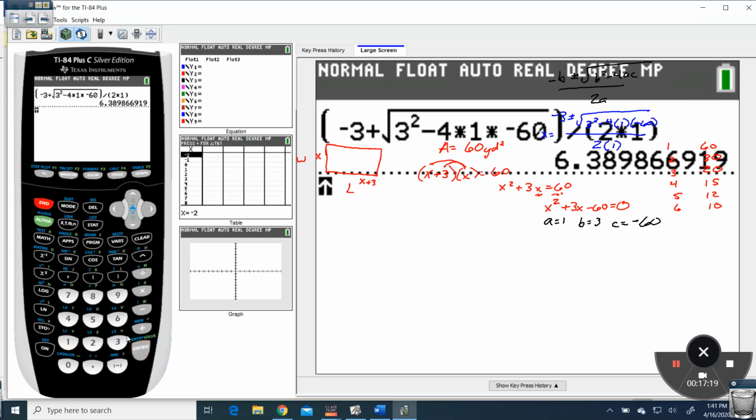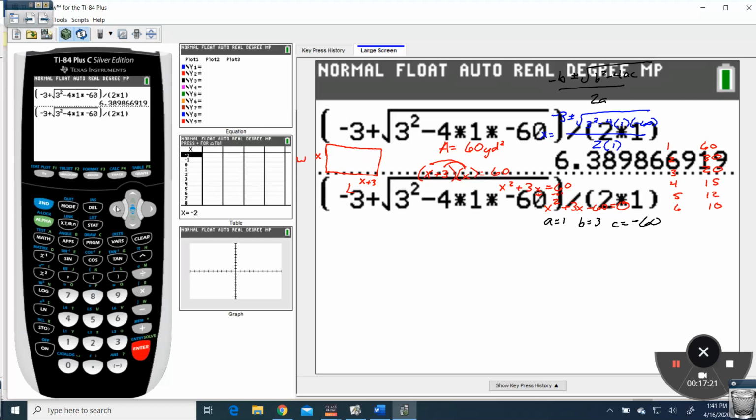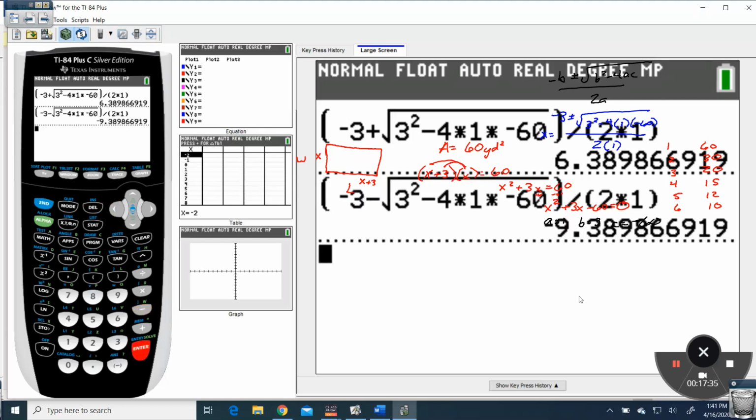And then if I hit second enter, now I can come back and do the minus version of it. So I just have to change that plus to a minus. And that gives me a negative length. So it doesn't make sense to have a negative length. So the only one that works is 6.39.